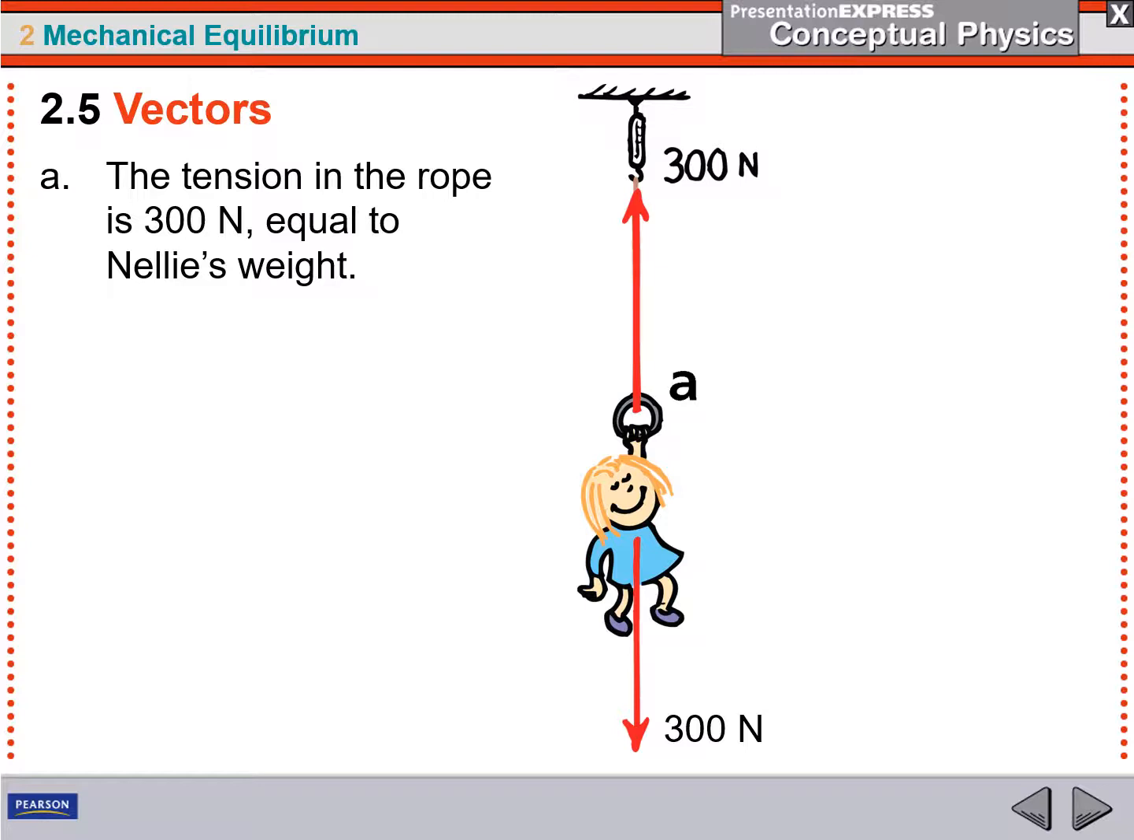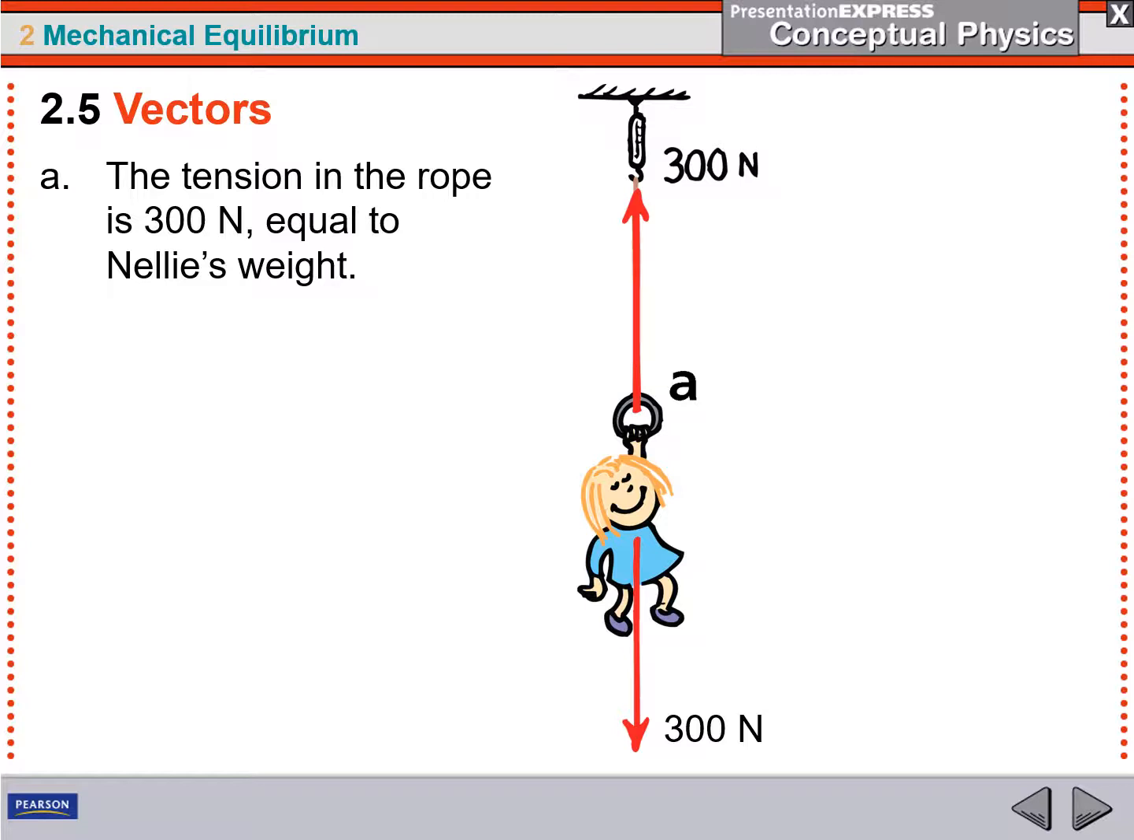Here's little Nellie hanging from a rope. If she weighs 300 newtons, that's the force of gravity acting downward. The rope must be applying a tension of 300 newtons upwards. It can't be greater or less, or else little Nellie would be changing her motion. If she is stationary, then equal and opposite forces are at work.